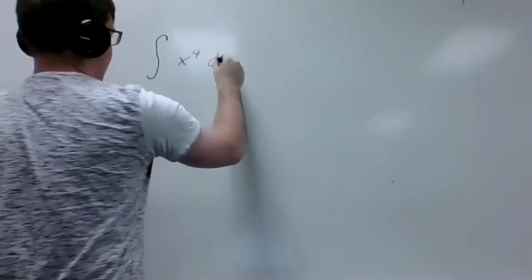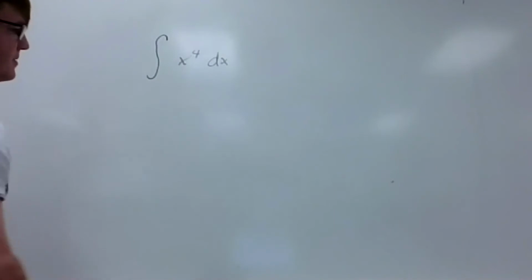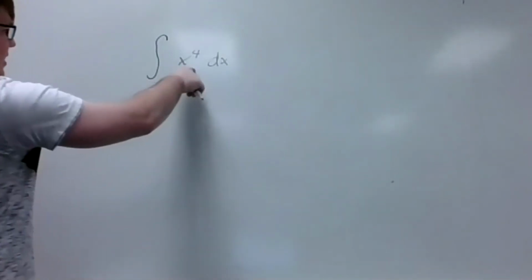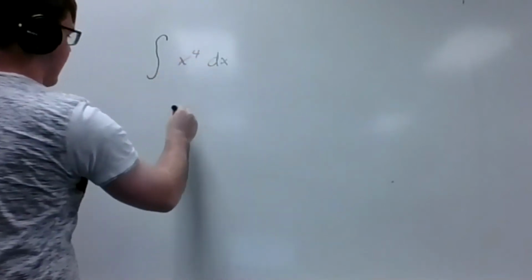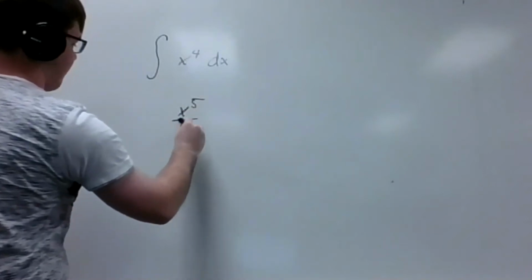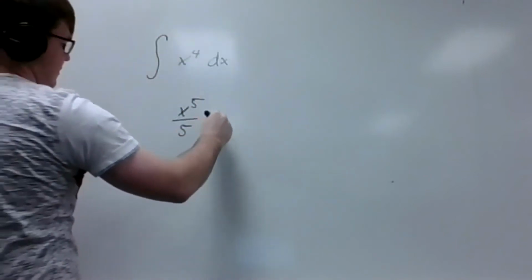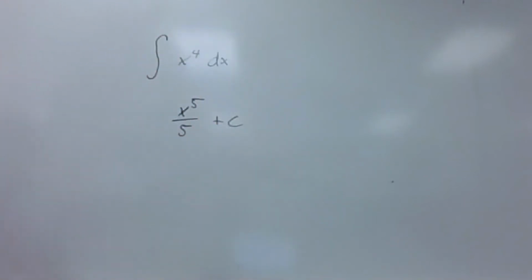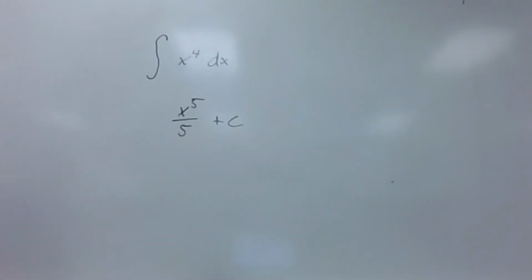So the power rule, it's the exact opposite of the power rule of derivatives. So instead of multiplying and then minusing 1, we plus 1 and we divide. So it would be x to the 5th over 5. And then at the end of each indefinite integral, we always have to remember to add plus c, because there could always just be a constant at the end. So we always have to remember to add this plus c.